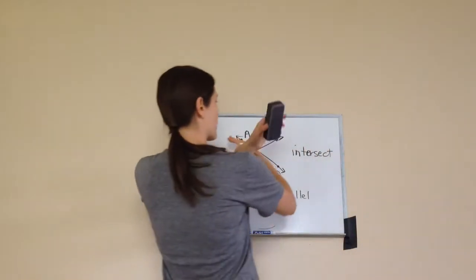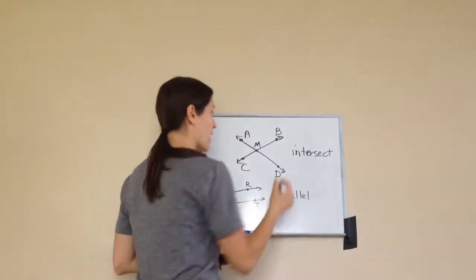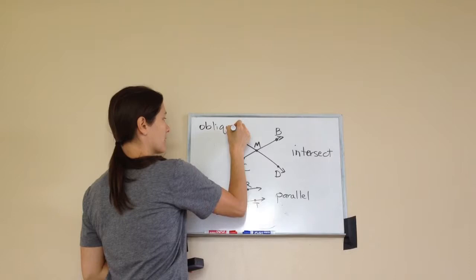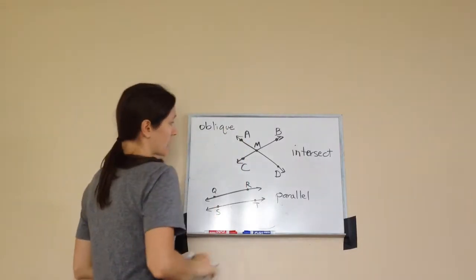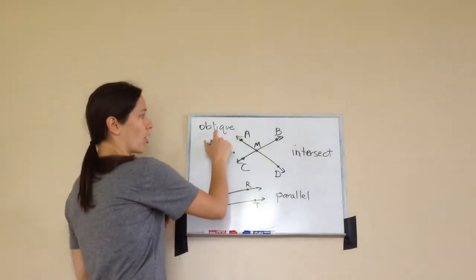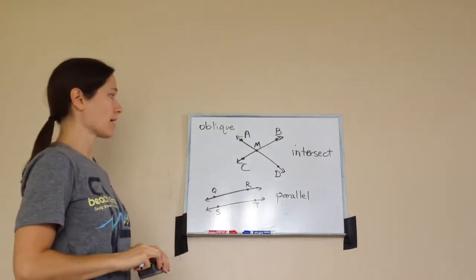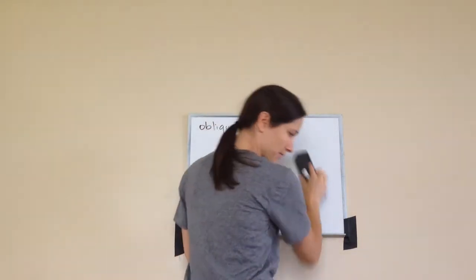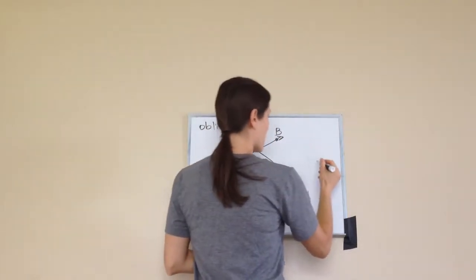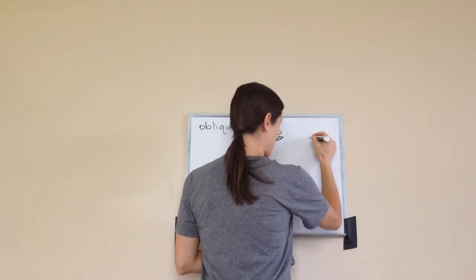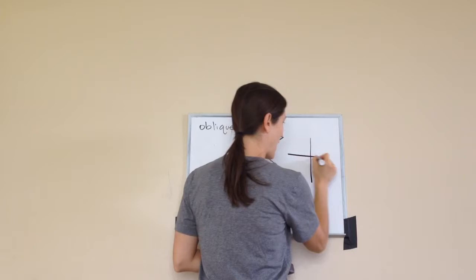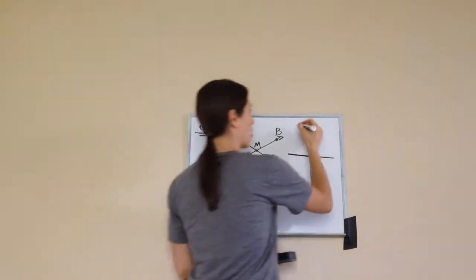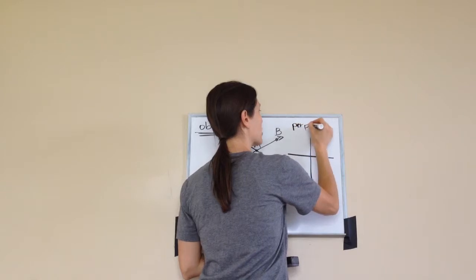Now, these are intersecting lines, okay? They are also called oblique lines, okay? Lines that intersect are called oblique lines. Okay? Now, there is one thing I want you to see. In a minute, you're going to see me intersect two lines, but it's not going to be called oblique. It's going to be called perpendicular.